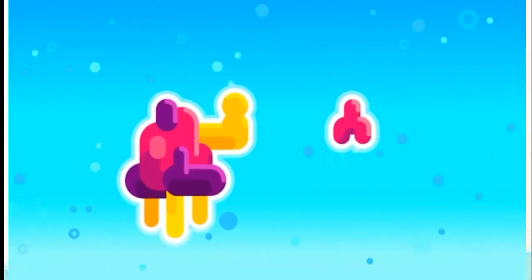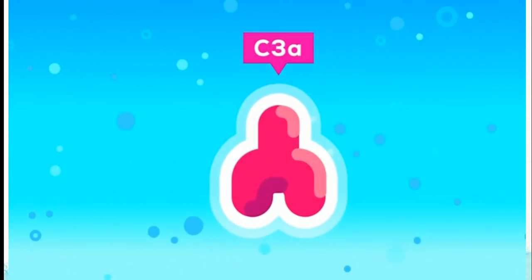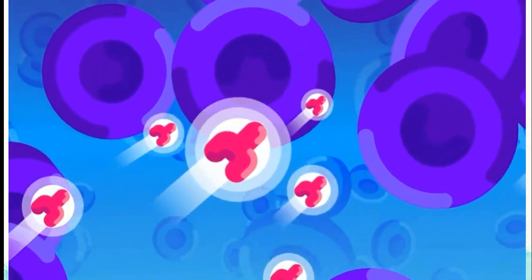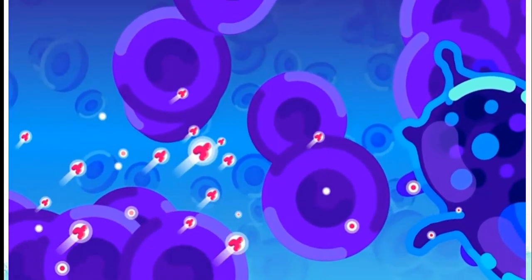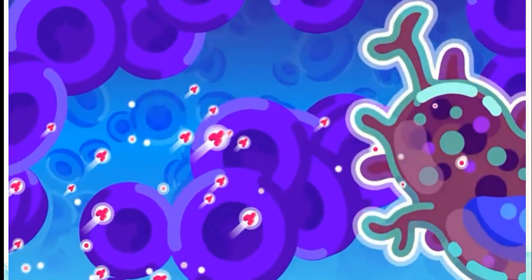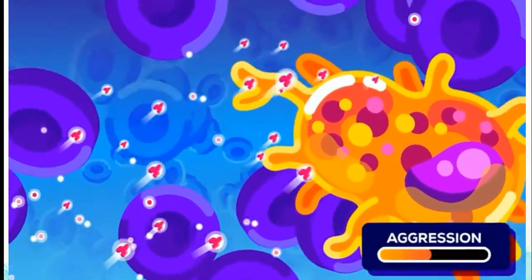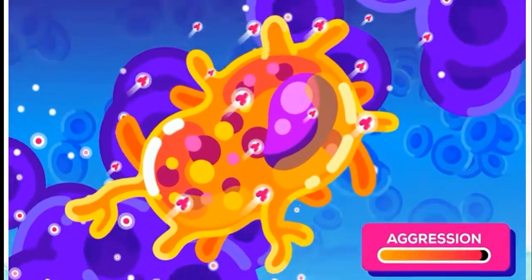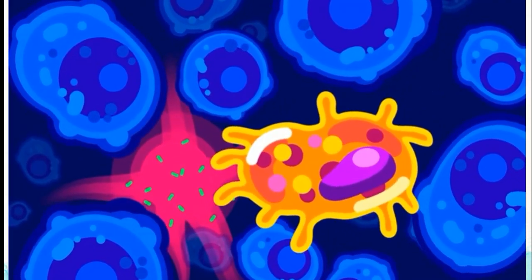But there's more. Do you remember the other part of C3? The C3a protein. C3a is like a distress beacon. Thousands of them flood away from the site of battle, screaming for attention. Passive immune cells notice the C3a proteins and awaken from their slumber to follow the protein tracks to the site of infection. The more alarm proteins they encounter, the more aggressive they get. This way, complement guides reinforcements exactly to the place where they're needed the most.